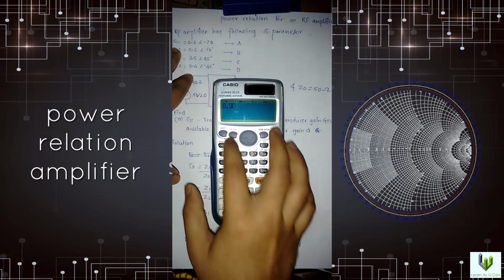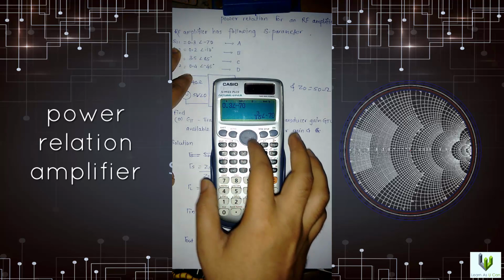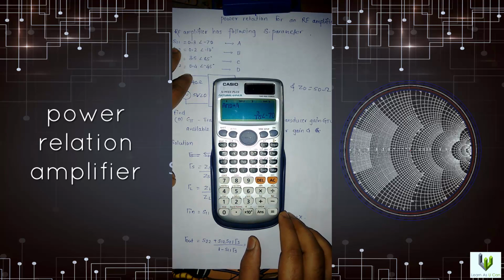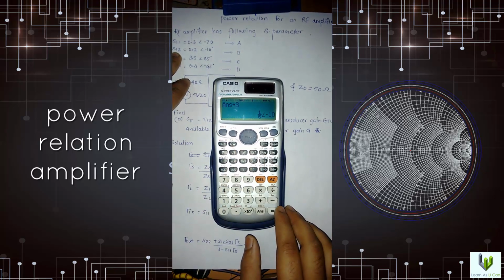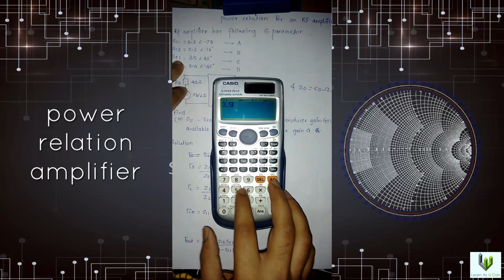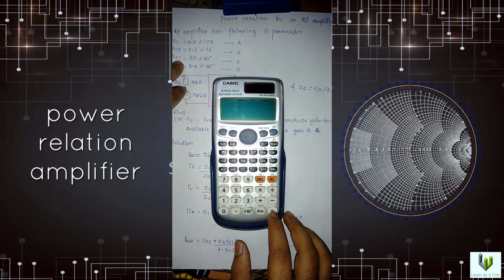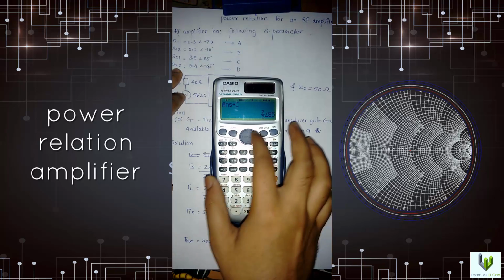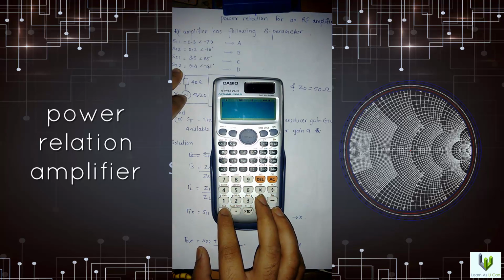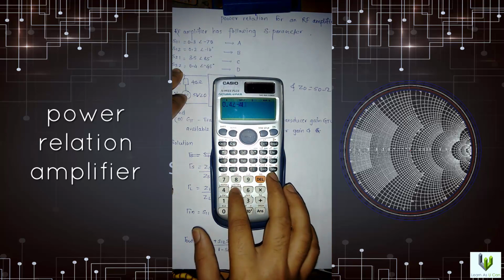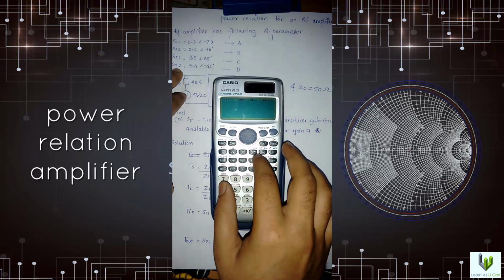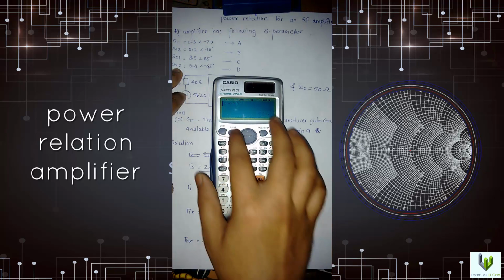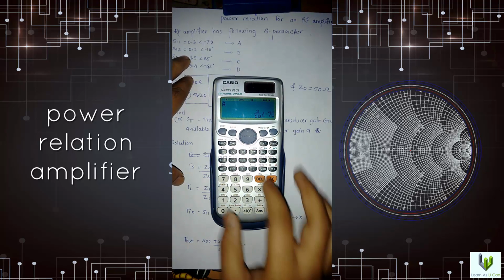Now store this 0.3, shift angle -70, shift store to A. Then 0.2, shift angle -10, shift store to B. Then 3.5, shift angle 85, shift store to C. Then 0.4, shift angle -45, shift store to D. Now you can see this value, alpha A is equal to 0.3, angle -70.